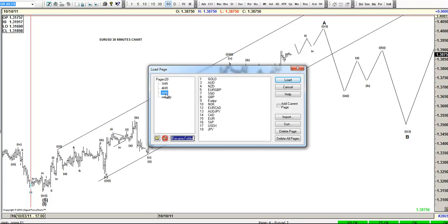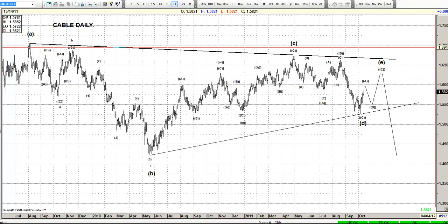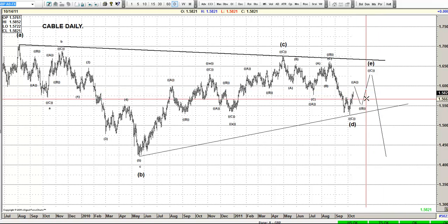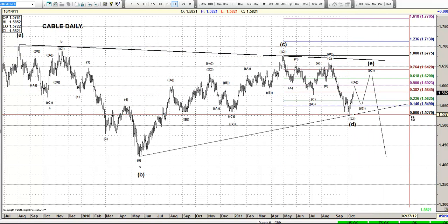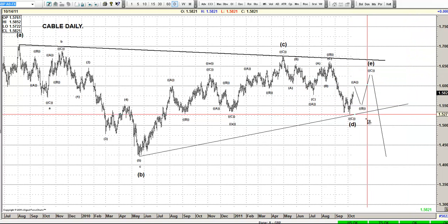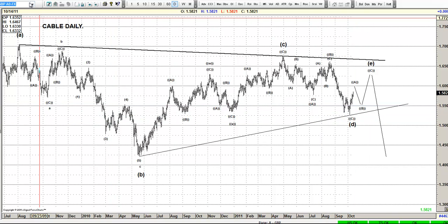Like we've said many times, cable is showing the nicest setup in the whole market together with oil, and we believe that until you see cable reaching around 162, 160, 164 area in 3 waves, there will be no battle on the dollar. So keep that in mind, guys.